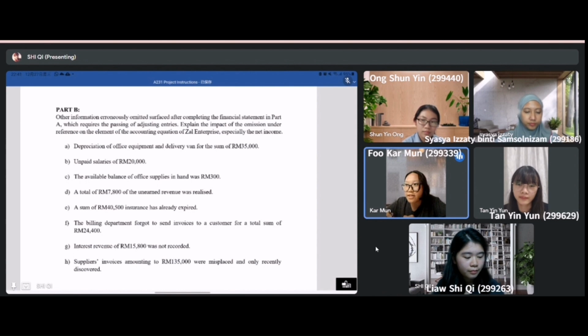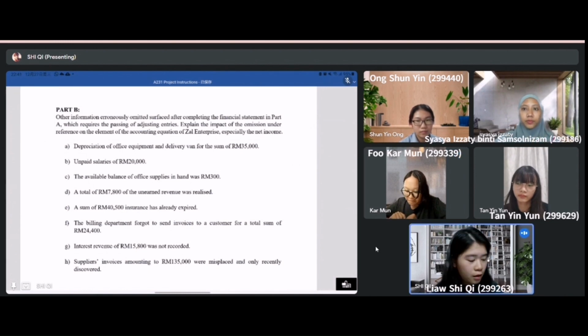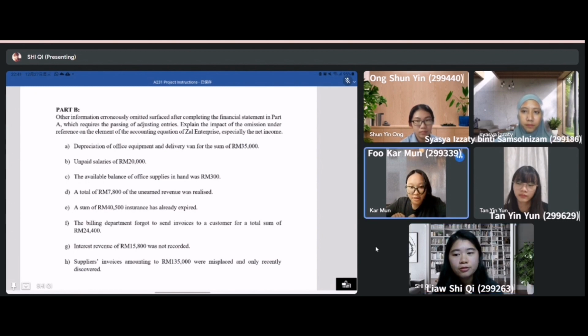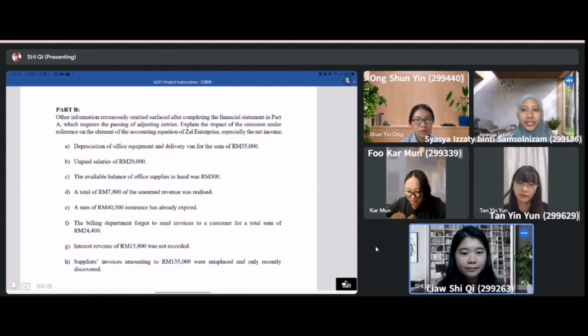C, the available balance of office supplies in hand was 300. So I think the debit side is office supplies expense, and the credit side is office supplies, and the amount is 3,700. Just now you said credit office supplies, right? Yeah. Alright, so are you all agree? Yes. Okay, then we continue to question D.